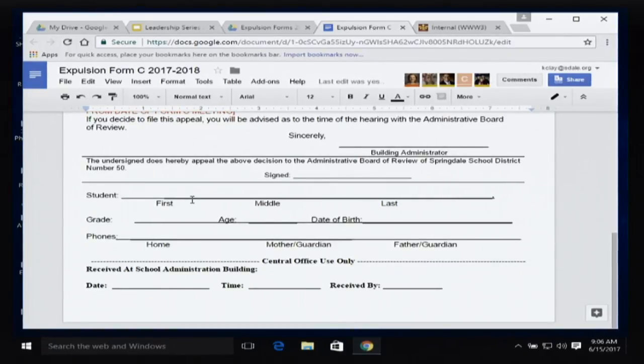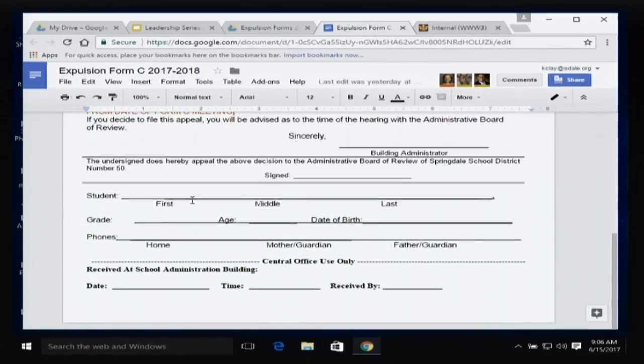Do you have any questions about that so far? Is there anything else that you see that needs to be changed for Form C, or something that you feel like's not working there? Okay.